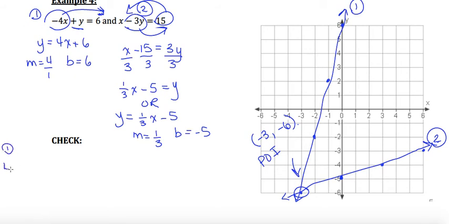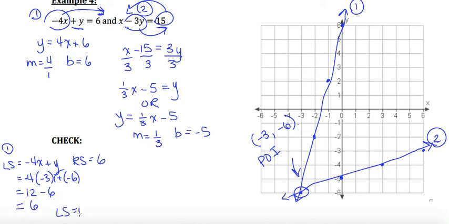Start with equation 1. The left side is -4x plus y. The right side is 6. -4 times -3 plus -6. -4 times -3 is 12, minus 6, because the positive and the negative gets a negative, and then 12 take away 6 is 6. So that's good. So left side equals right side.